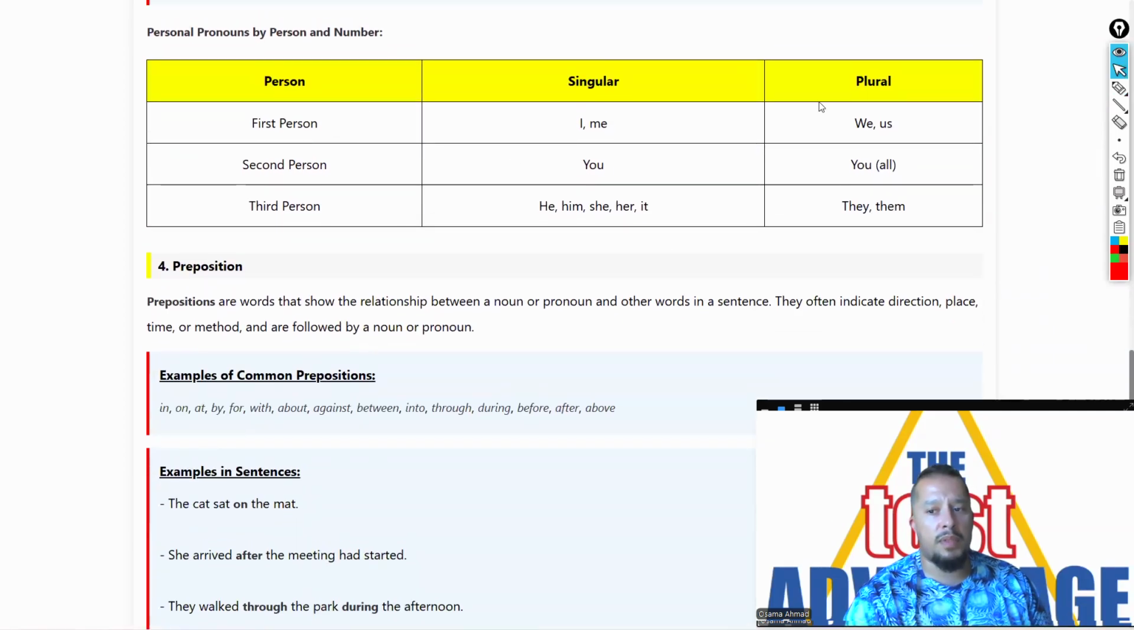Now, في different types. في first person, I or me, singular. Second person, you, يعني الفرد الثاني. And third person, حواليا, he, him, she, her, it. Right? You guys know these things. Well, plural forms of them. We, us, you, they, them. Okay. Any questions so far?